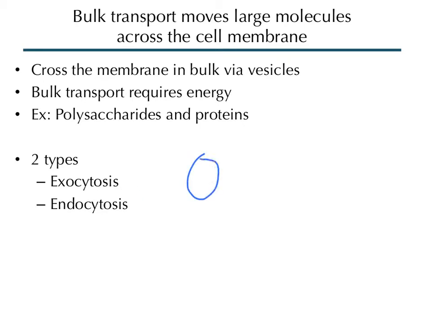So here's your cell, and here's your little vesicle full with products. The vesicle is going to fuse with the plasma membrane, and then, like this, it will dump those products out of the cell. That's exocytosis. Endo means in or inward, so endocytosis is the opposite.